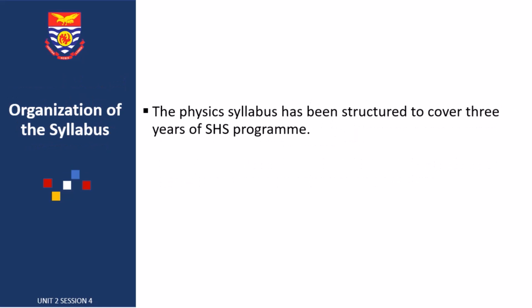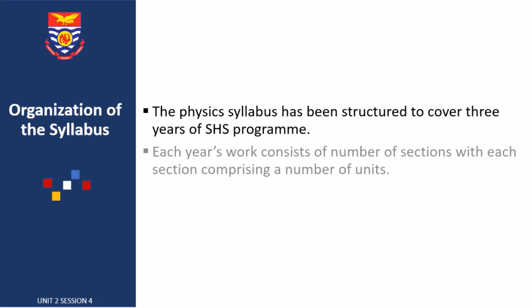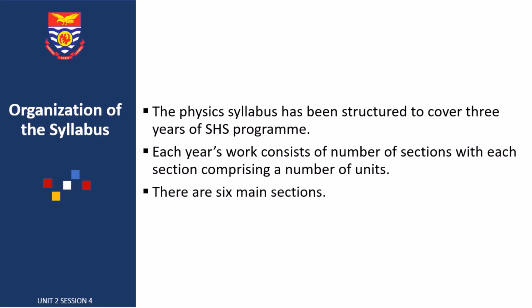Now let's look at the organization of the syllabus. The senior high school syllabus has been structured to cover a 3-year program. So Form 1, Form 2, and Form 3. And each year's work consists of a number of sections, with each section comprising a number of units. And the senior high school syllabus is organized in 6 sections.